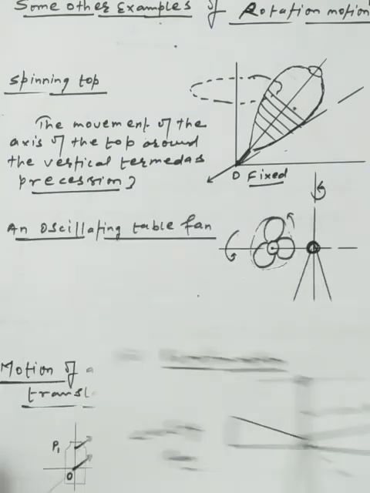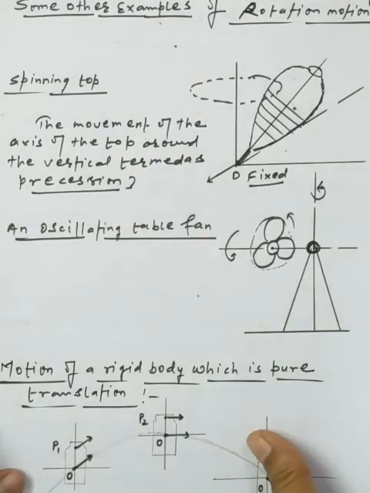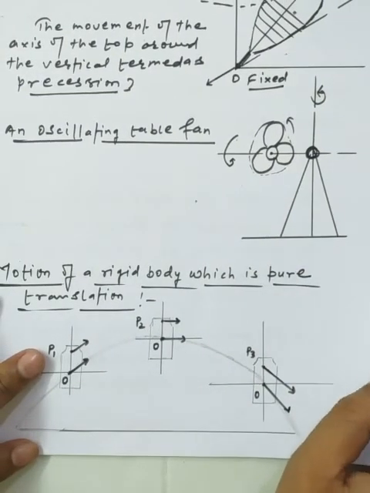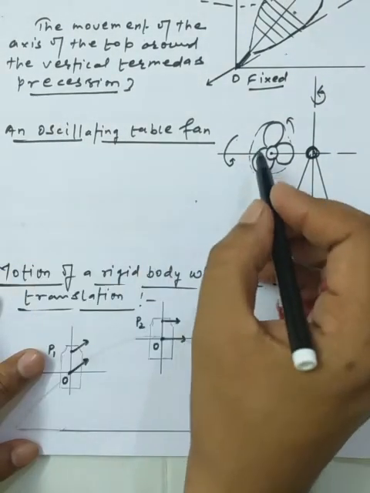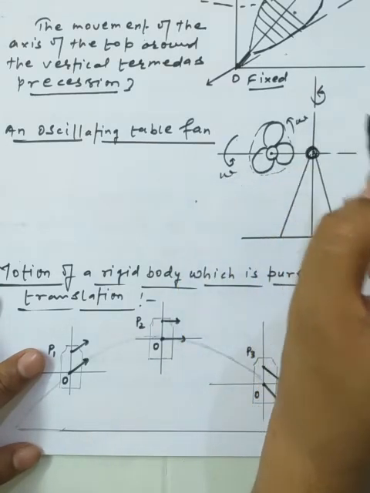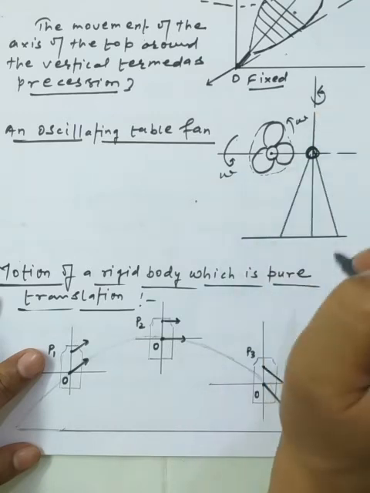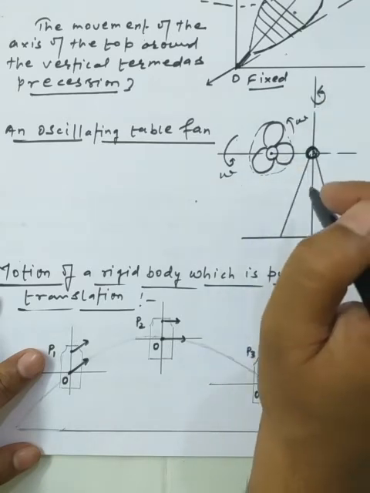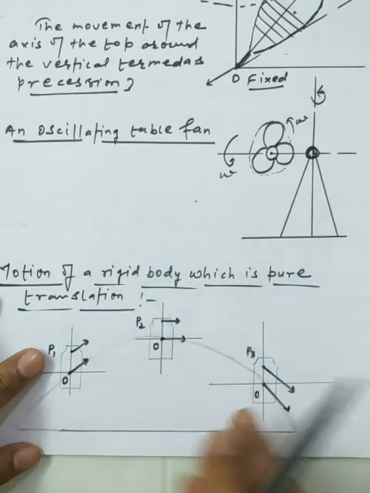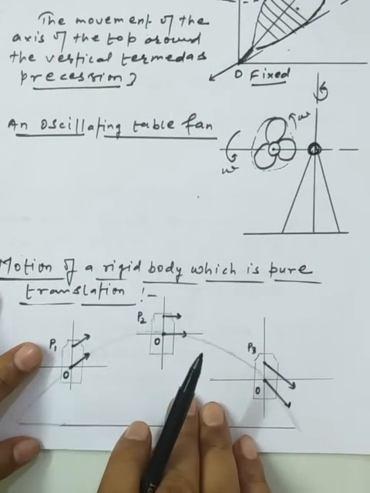Now another example we have is an oscillating table fan, in which the axis of rotation also moves sidewise with the angular velocity omega, and there is also a vertical axis, which is fixed, about which rotation takes place. So this is another example we have, the oscillating table fan.